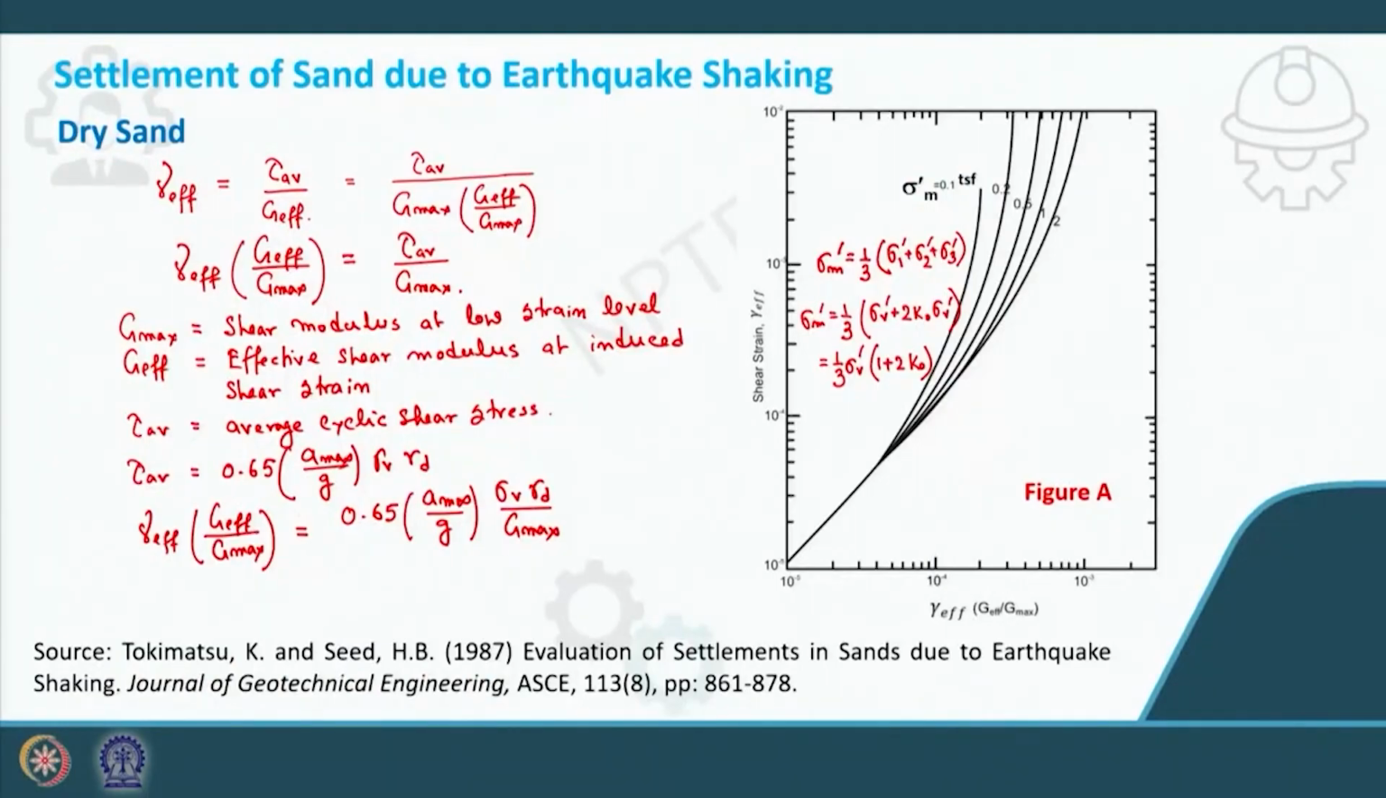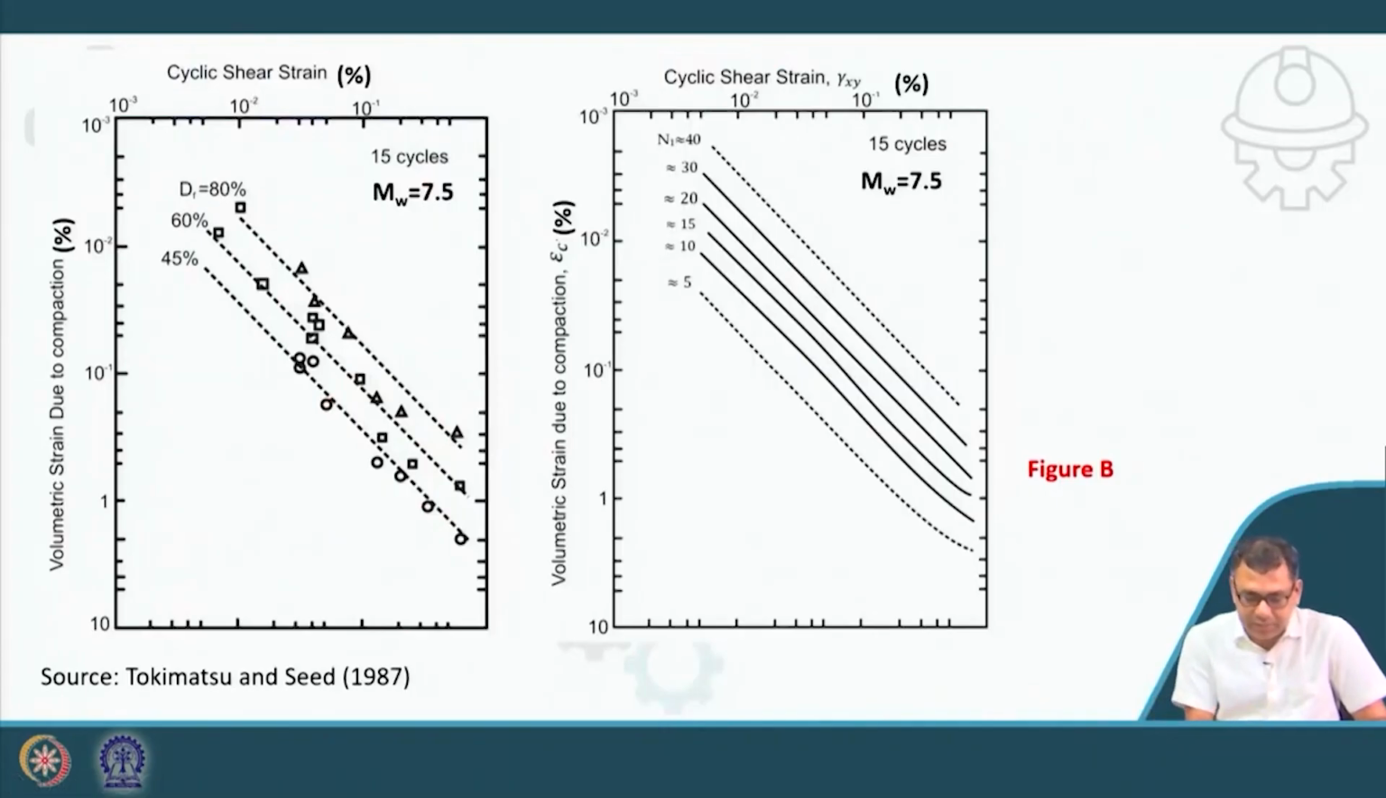So, this is strain effective, and then G effective divided by G max. This is the expression, and this is the chart by which you can get the shear strain. Once you get the shear strain, then using this chart, if you know the N160 or the relative density, from the shear strain you will get the volumetric strain. Volumetric strain due to compaction is given only for magnitude 7.5 earthquake, because it is a 15 cycle.